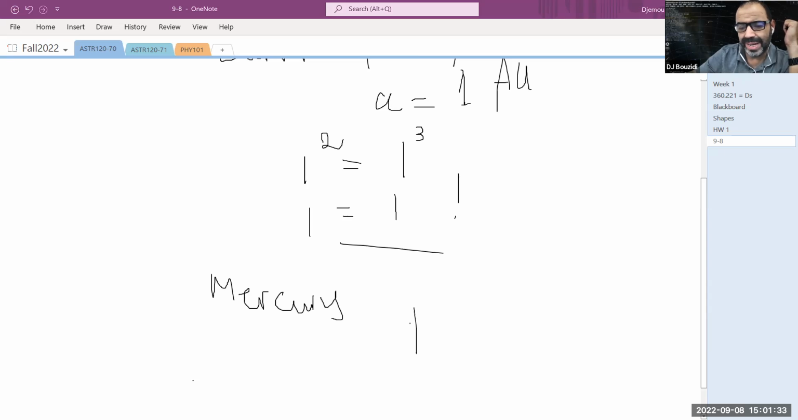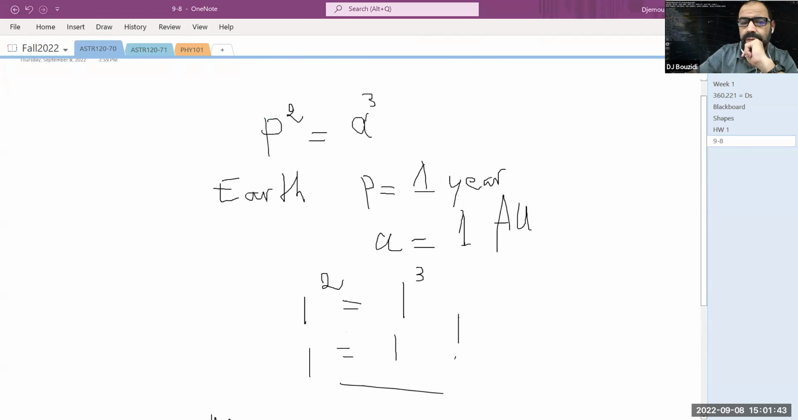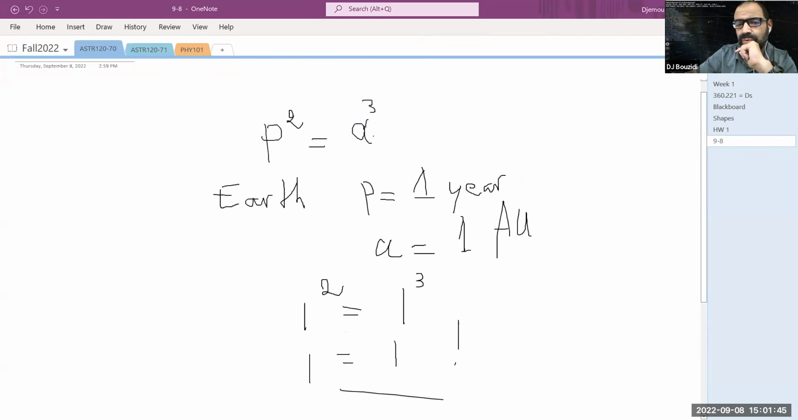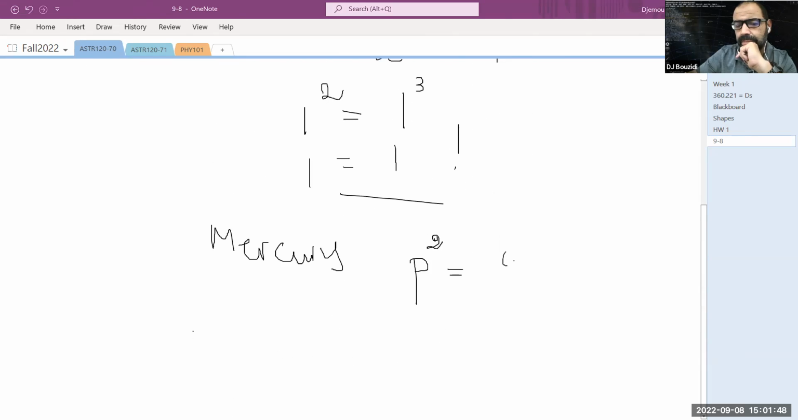For the planet Mercury, we need to find how long it takes Mercury, in Earth years, to go once around the sun. So p squared is equal to the semi-major axis for Mercury. Remember, we found it to be 0.39 from last time. This is the table that we shared from Copernicus data, cubed. So all I have to do is cube this number, meaning I multiply it by itself 3 times: 0.39 times 0.39 times 0.39.